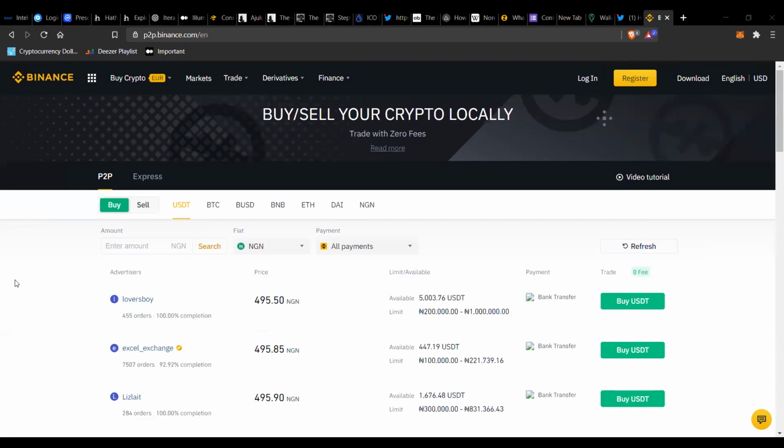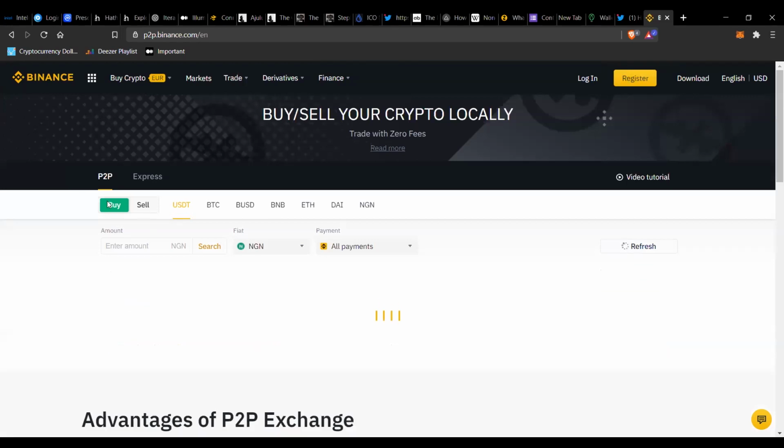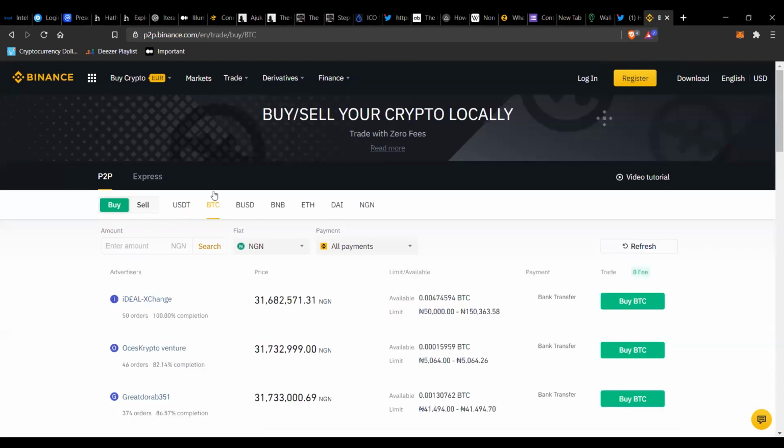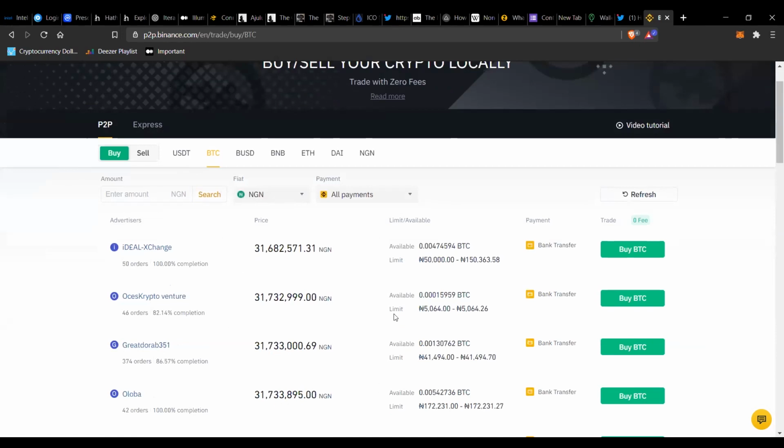So what you do is you can open a Binance account. After opening a Binance account, you can now use the peer-to-peer section to buy. Like I said, this way, if you want to buy Bitcoin, USDT, or Ethereum, you can always have access to any cryptocurrency, you see. So for example, let's say I want to buy BTC. I come over to the buy section. This is buy, and this is BTC. And now they're showing me people here that are selling.